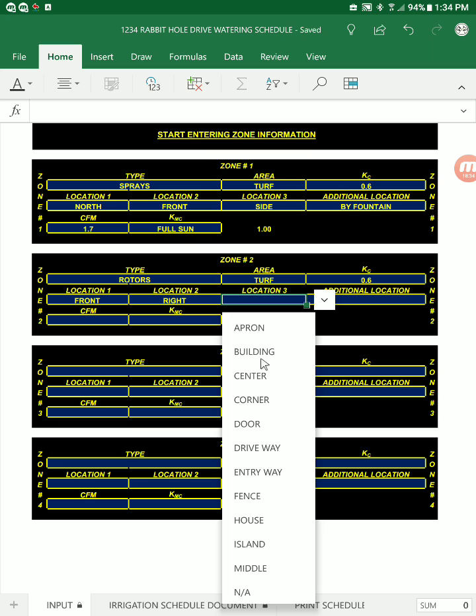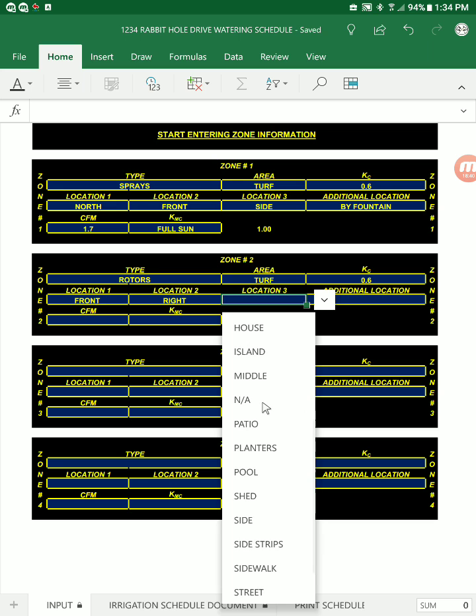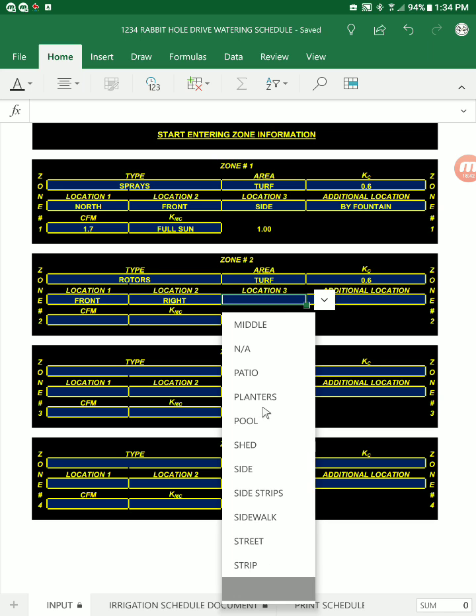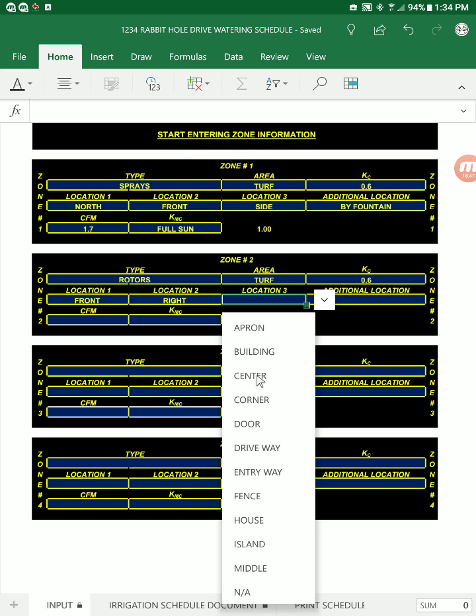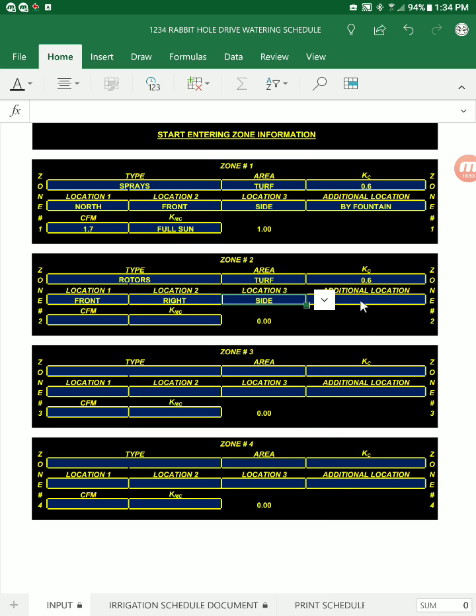Apron, building, center, corner, door, driveway, entryway, fence, house, island, middle, NA, patio, planters, pool, shed, side, strip, street, strip. Okay, if I don't have it, then type it. If it's something that we're having to type over and over and over, then let me know and we'll add it next year. So front right, let's just say this is a side right here. And if I needed to do additional location, I could.